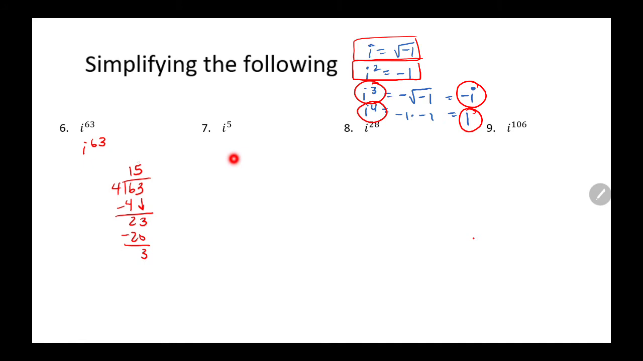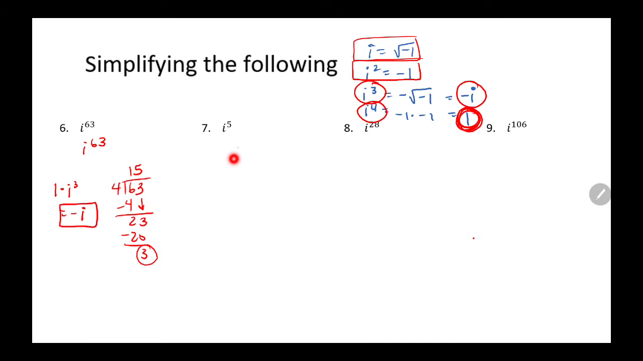Okay. So that means that in this case, I've got my i to the 4th 15 times. So that's basically 15 ones. Okay? 1 times 1 times 1 times 1. And then times that by the 3 leftover i's. i times i times i, which is... Final answer is equal to -i.